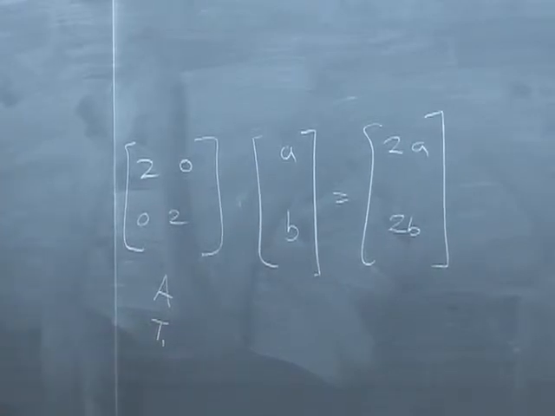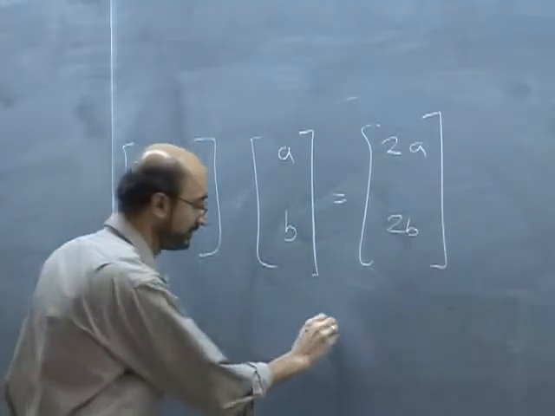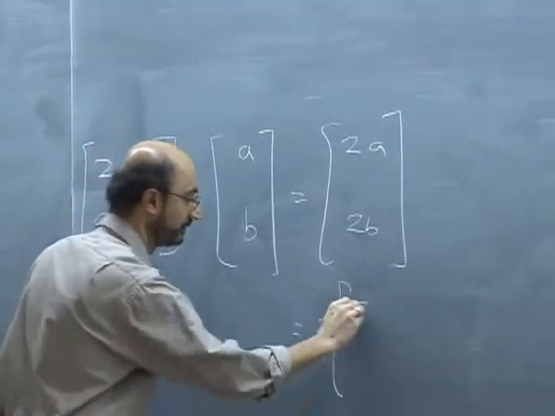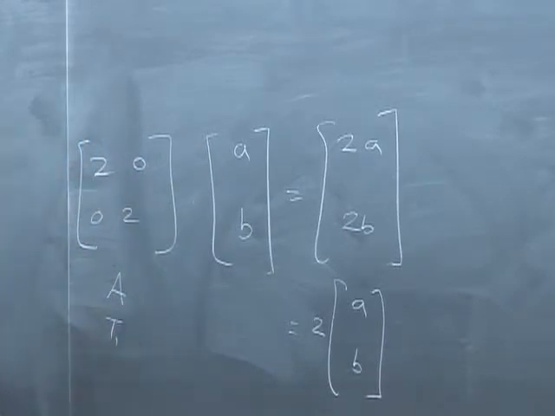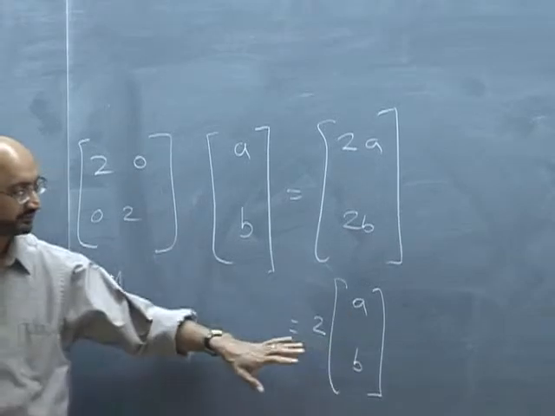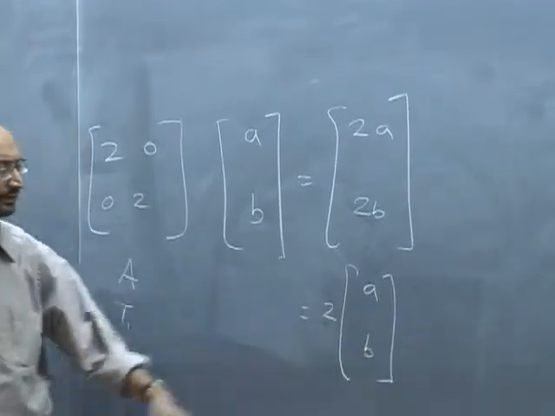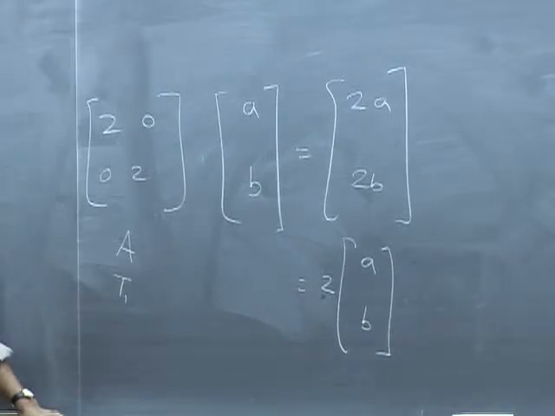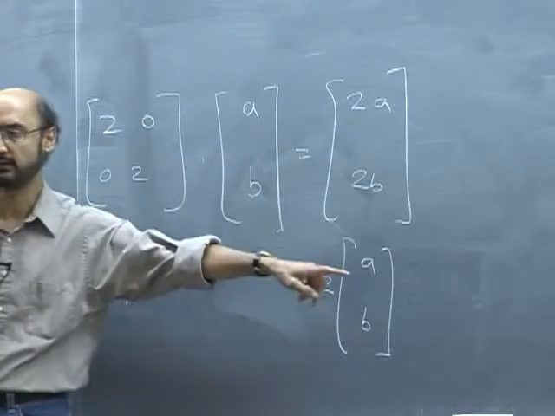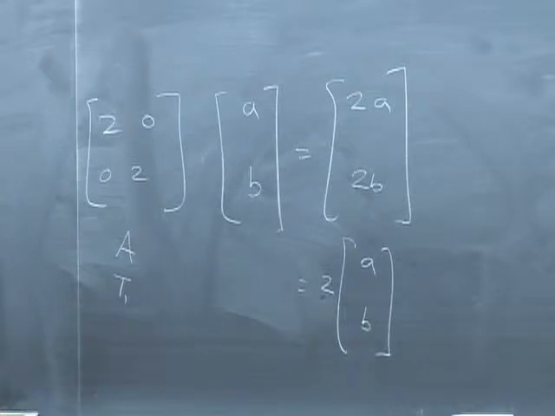And what's happening is that we can write the right-hand side like this, 2 times (a, b). Because if you remember, when you multiply a vector or a matrix by a scalar, the scalar multiplies each element. So the scalar 2 multiplying (a, b) is going to give us the vector (2a, 2b). Okay, that's what's going on.